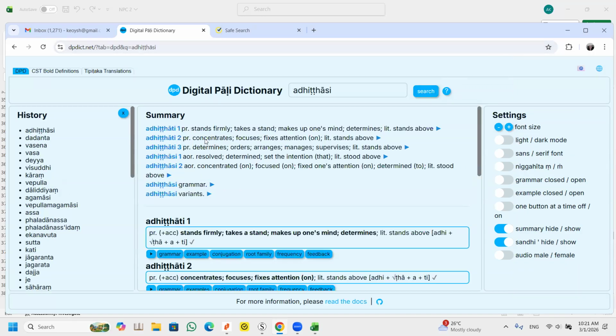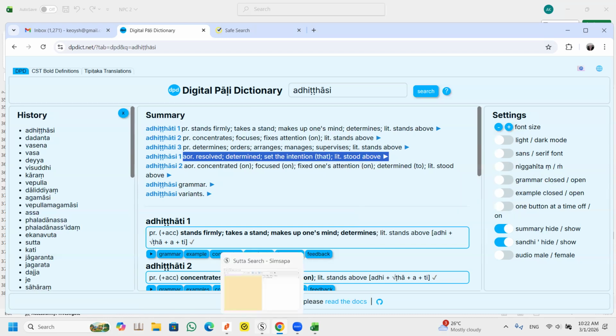Okay, you see, you have 1, 2, 3, all present tense. That means stand firmly, take a stand, make up one's mind. This is very tricky. If you take this first line as an aorist, that means it's a resolve, resolution, determination, or intention. So it's either this or this. In this case, it's this one. So if you take this one, you know that it's the resolve.